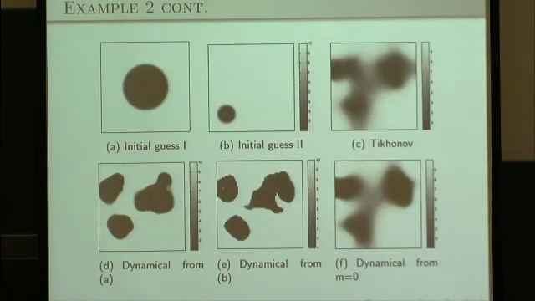Tikhonov gives more or less the same thing for all initial guesses, and that is the reconstruction for Tikhonov. Whereas the dynamical regularization from the 3 guesses gives 3 different reconstructions. One of them, the one starting from m equals 0, is the closest to Tikhonov. And you can see that this is actually quite distant. Both of those are quite distant.